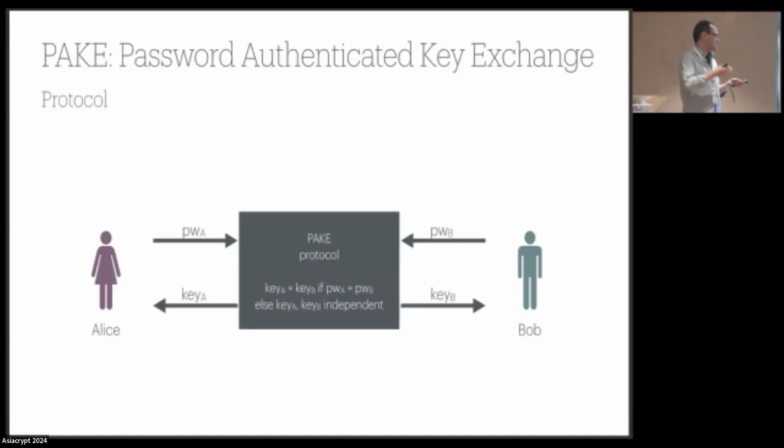The security model usually demands that an adversary that is able to intercept messages at will, replace some of these messages, and interact with honest parties, should only be able to test one password per interaction with the honest party.